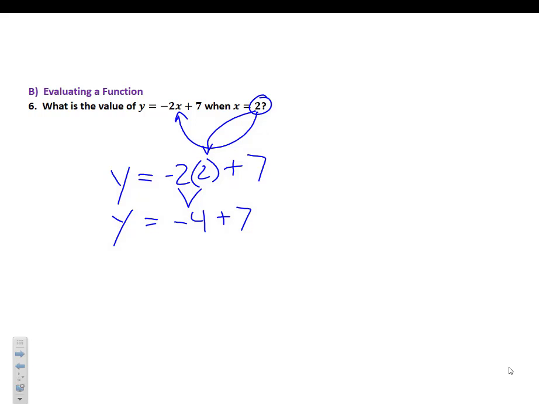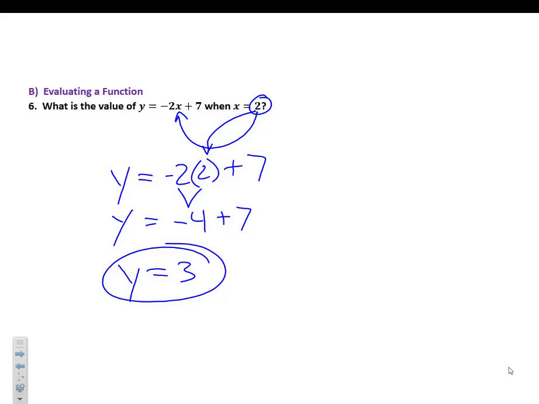And negative 4 plus 7, using our integer rules, adding with opposite signs means subtracting. 7 minus 4 is 3. So the 7 is the bigger number absolute value-wise, it is positive, so the answer is positive 3. Pretty straightforward on evaluating our function rules, ladies and gentlemen. Plug and chug, it's all you got to do.